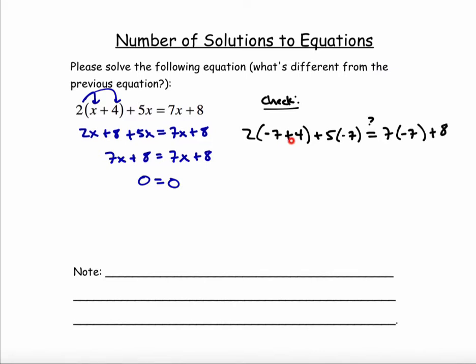Let's see, I'm going to go through this a little quickly. This is negative 3. 2 times negative 3 is negative 6. Negative 6 minus 35 is negative 41. Is that equal to negative 49 plus 8? That is negative 41. Holy cow, look at that. Wow. So I just randomly chose negative 7, and it worked. And I hope that whatever number you chose, it worked as well.